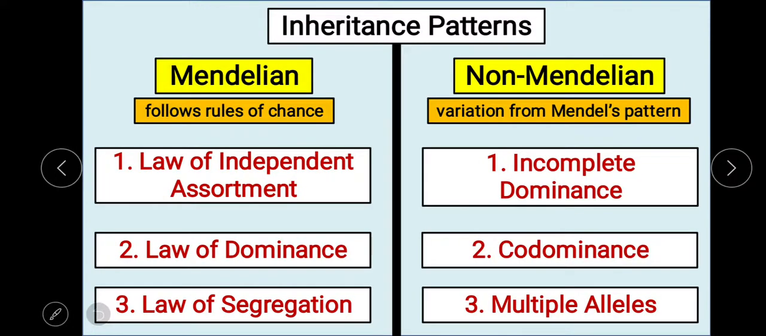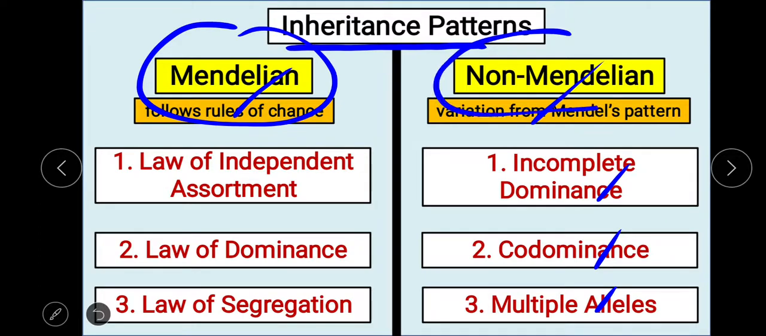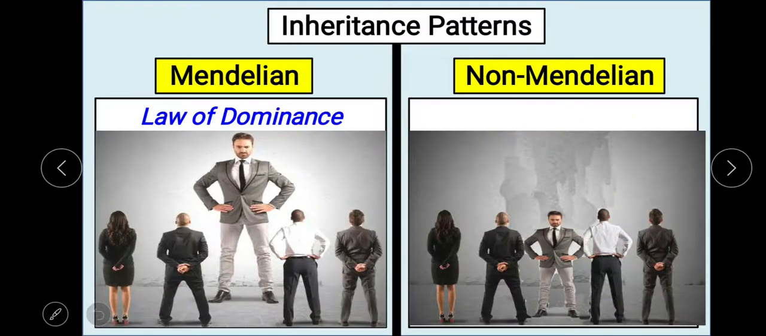Then, let us get the bird's eye view of this lesson about comparing the two forms of inheritance patterns. We have Mendelian and non-Mendelian, and because we are in grade 9, our focus is understanding the three examples of non-Mendelian inheritance: incomplete dominance, codominance, and multiple alleles. But before that, let us first compare the difference between the two forms of inheritance by using this picture here.